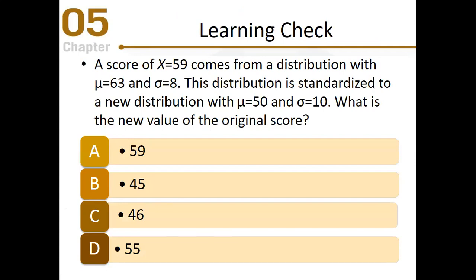Okay, here's a question. A score of 59 comes from a distribution with a mean of 63 and a standard deviation of 8. Notice that 59 is 4 points below 63, so that's half a standard deviation below the mean. 4 is half of 8. This distribution is standardized to a new distribution where the mean is 50 and the standard deviation is 10. What is the value of the new score? Well, what's half of 10? It must be 55. Oh, sorry, 45. We're talking about a value that's below the mean, right, because the score is 59. So it ends up being 5 points below the mean, 45.